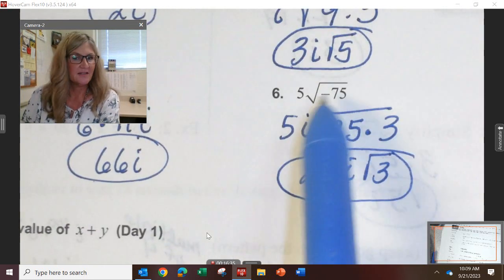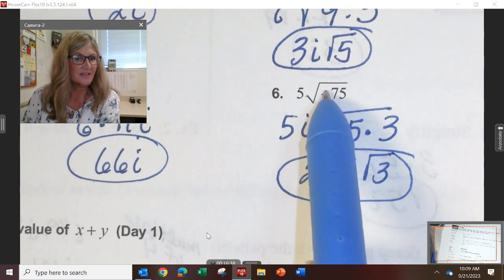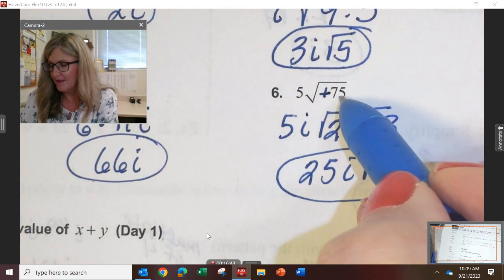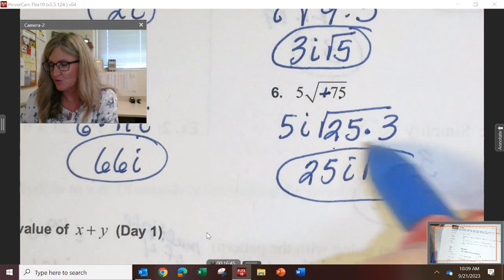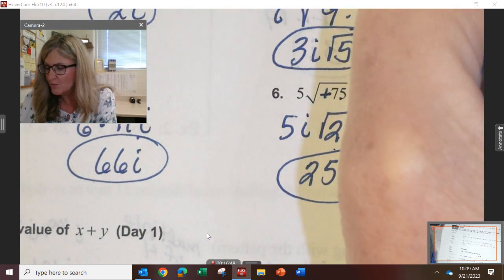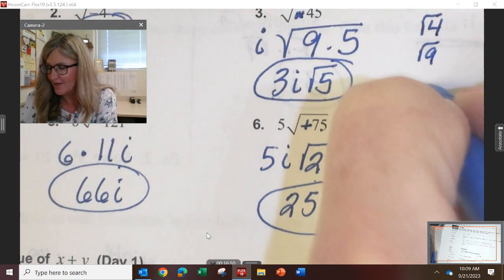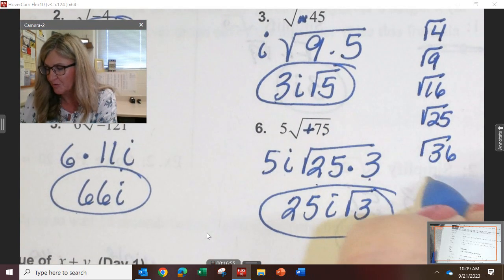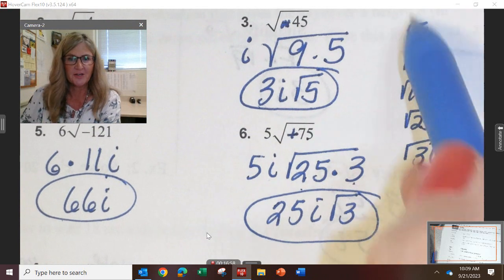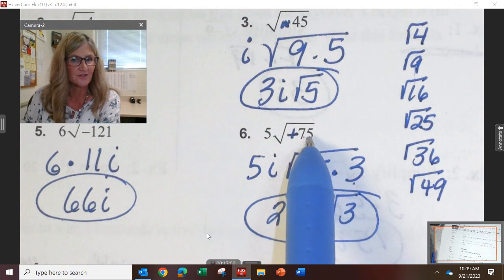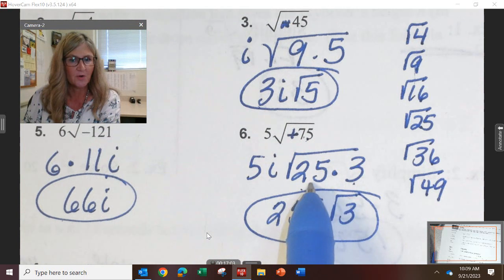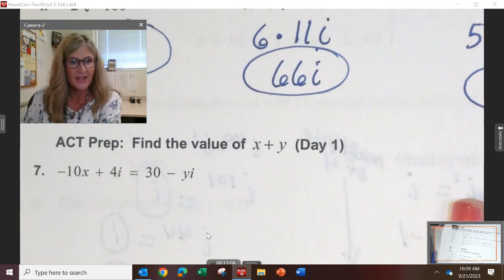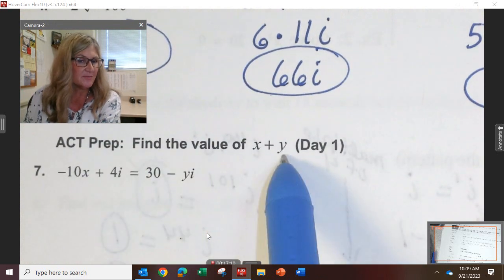Good, that's correct. So I took the i out, I took the negative out rather, by taking out an i. That now makes this go away. And then 75, I want to break that down into 25 times 3. I always want to try to factor these down so that one of the numbers is a perfect square. You need to know all of these perfect squares. So I'm trying to use one of these numbers as a factor of 75. The only one that would work would be 25 times 3. That's the easiest way.